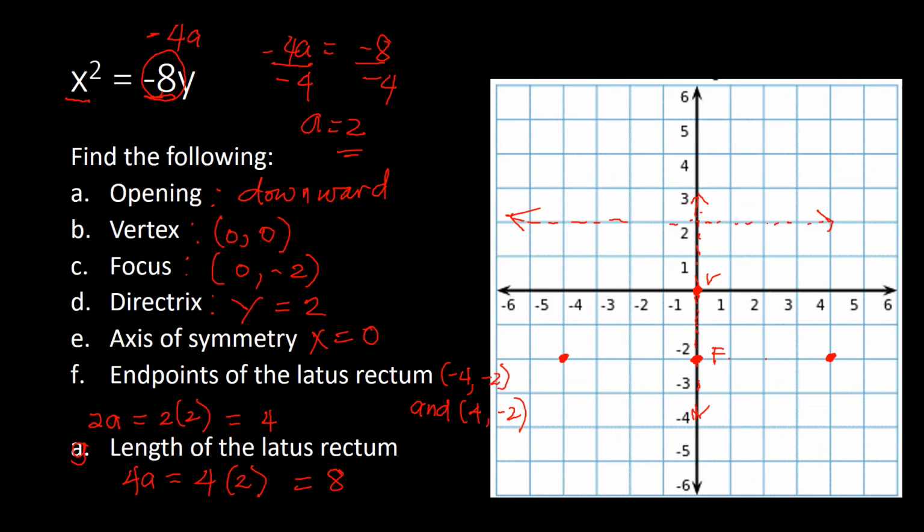So again, your length of the latus rectum, you just get the absolute value of this number multiplied to your y. And then drawing our parabola, from the vertex to the endpoints, we are just going to connect that one. And also with this one here. And that will be our parabola.